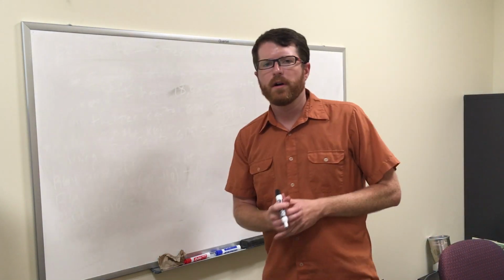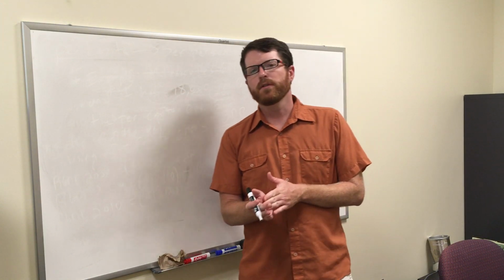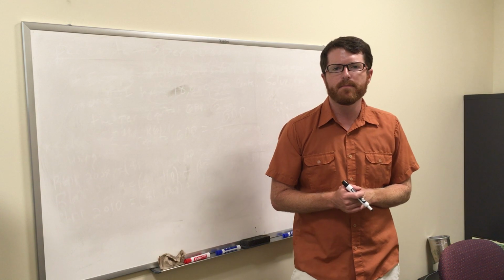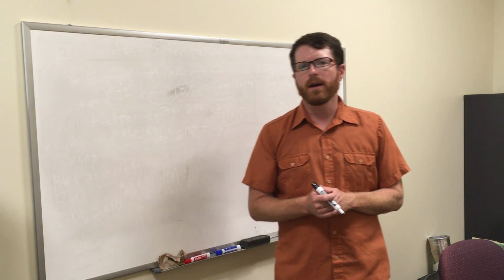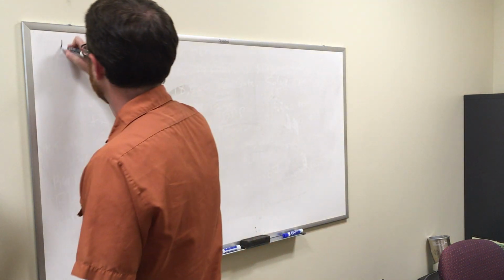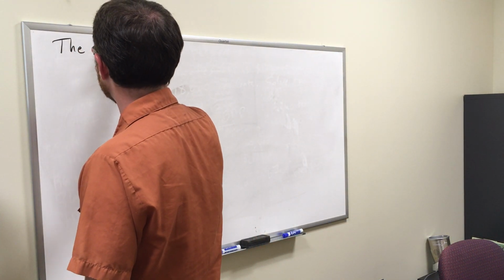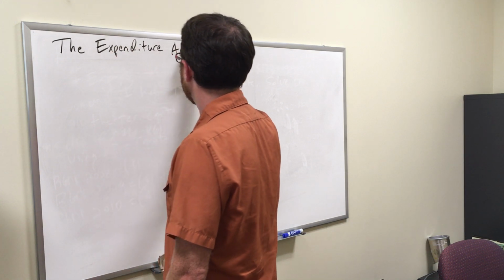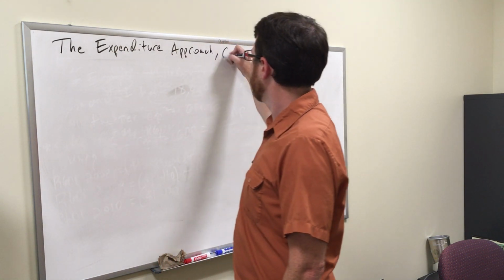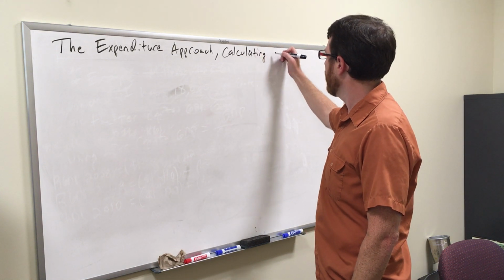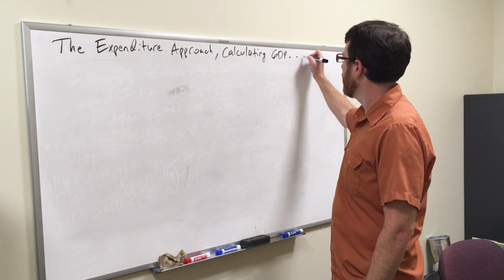Welcome to part 2 of chapter 7, the chapter on GDP. In chapter 1, we did the simple approach to calculating GDP, and we're going to start this video off by discussing the expenditure approach. Expenditure approach to calculating GDP.